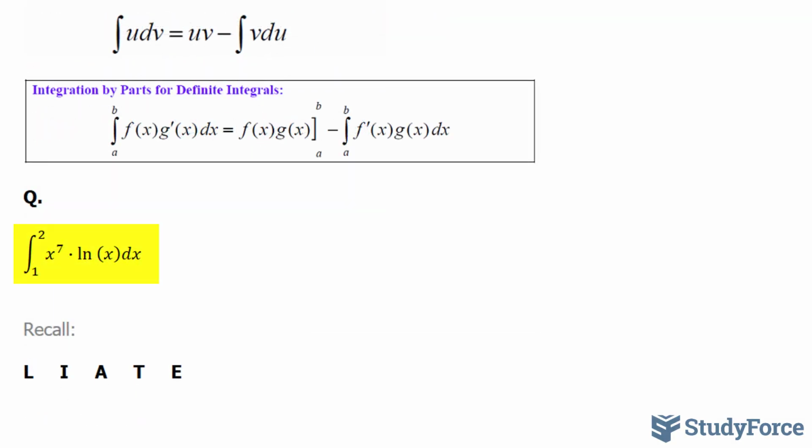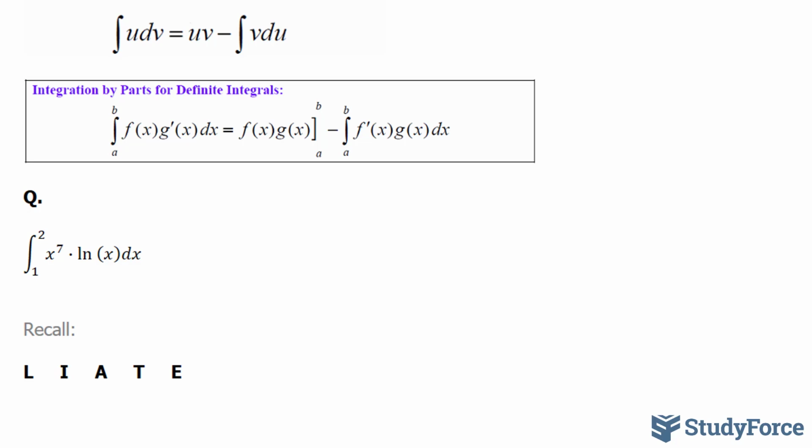In this example, they're asking us to find the integral for the function x to the power of 7 times ln x dx between the intervals 1 and 2. Now, as discussed in the video pertaining to integration by parts, you'll need to know how to assign your u and dv. And assigning your u is the most important part.